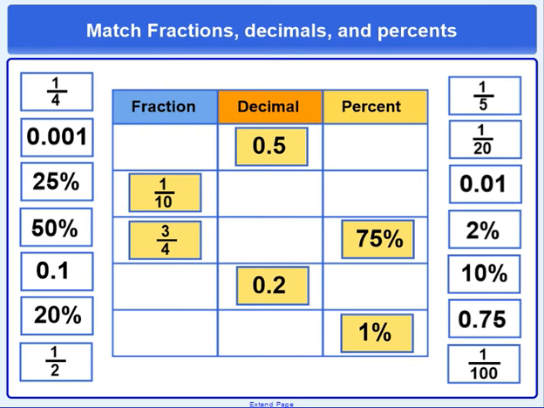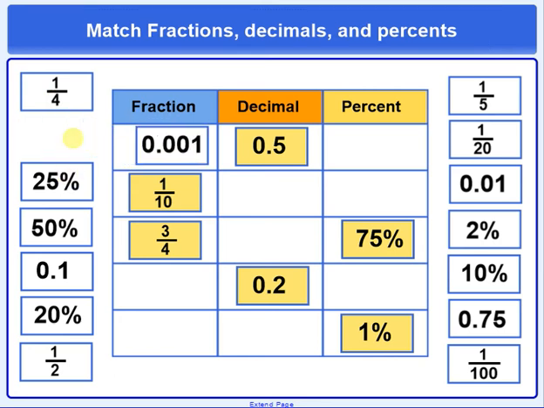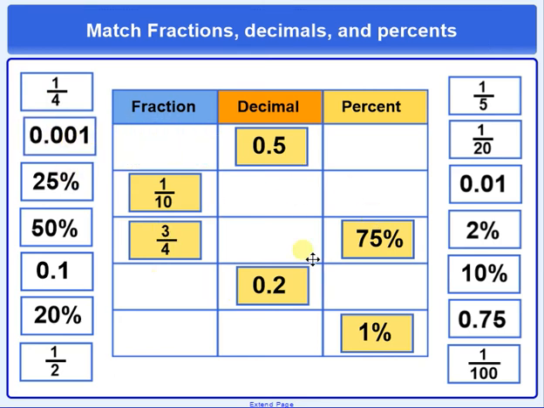All right, so we have a little matching game here. We need to match these items on the side to the chart where they belong. So let's go ahead and get started. What I'll do is I will grab them from the sides and we will find their place on here. So I have the fraction 1/4. Does it match 0.5, 1 over 10, 3 over 4, 0.2, or 1%, or none? It doesn't look like it matches any. So let's move on to the next one.